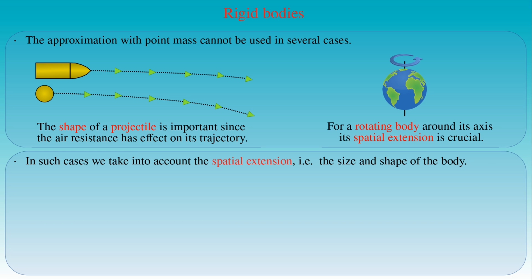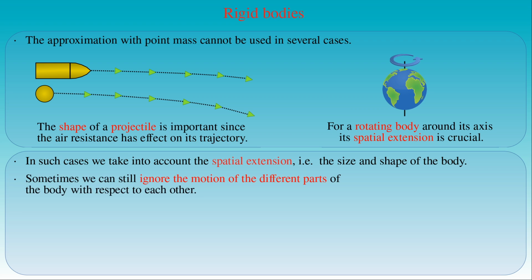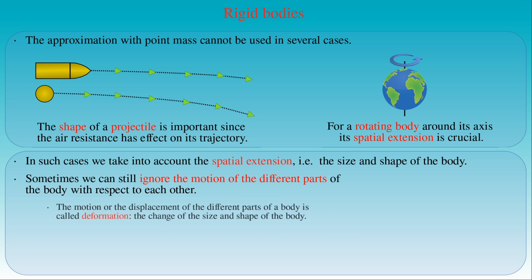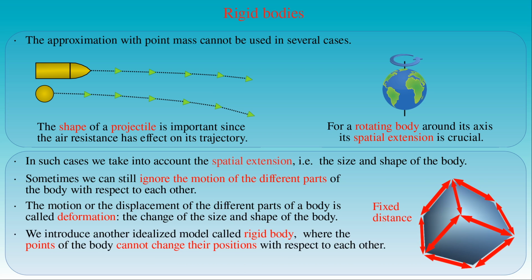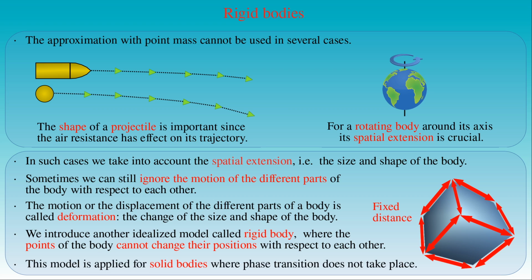If we take the extension, size or shape of the body into account, in some cases we can still ignore the motion of the different parts of the body with respect to each other. The motion or the displacement of the different parts of a body is called deformation, which is a process where the size and the shape of a body is changing. If we neglect the deformation, we can introduce another idealized model called rigid body, where the points in the object cannot change their positions with respect to each other. The model of rigid bodies can be applied in the study of a broad class of phenomena in mechanics, provided no phase transition takes place in the process.